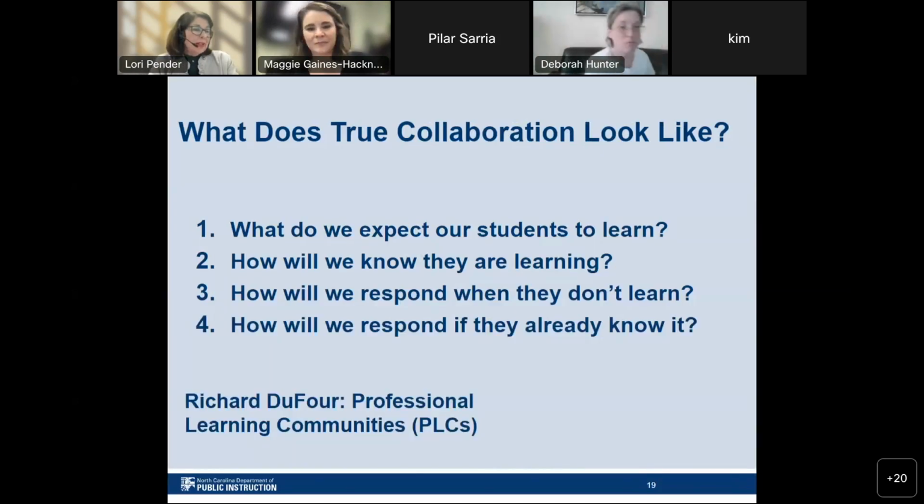So what does true collaboration look like? We have the model from Richard DuFour of the Professional Learning Communities, PLCs, as many of you know and are familiar with. And we know that different PLCs look different. The 4 essential questions for those PLCs mark true collaboration if we're having these discussions about students and the data. Number 1, what do we expect our students to learn? Number 2, how will we know they are learning? Number 3, how will we respond when they don't learn? Number 4, how will we respond if they already know it? These are questions that we must consider. So I would say this is a model of true collaboration, especially if you are invited into a PLC to discuss your multilingual learners.